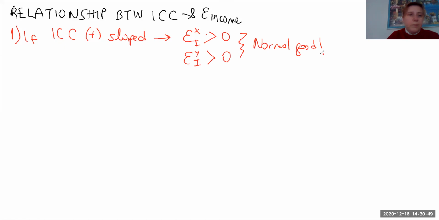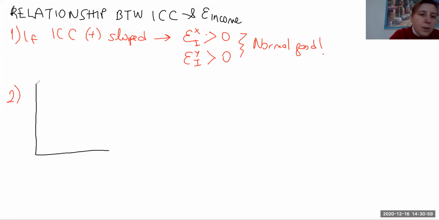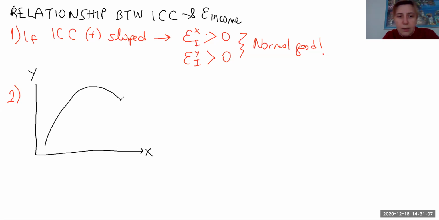So what's the alternative? The second part of this story is that suppose here X and Y are located. Suppose that the income consumption curve is just like that. So a kind of inverted U shape. So this is, suppose, the income consumption curve. Each point on this income consumption curve is a possible utility maximizing point for the different income levels.